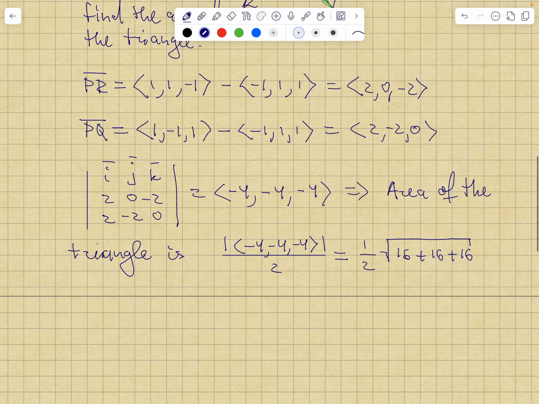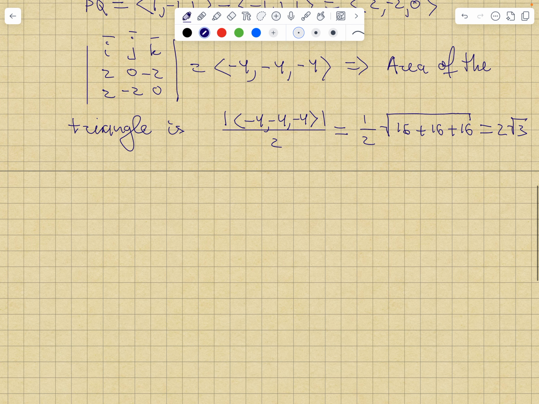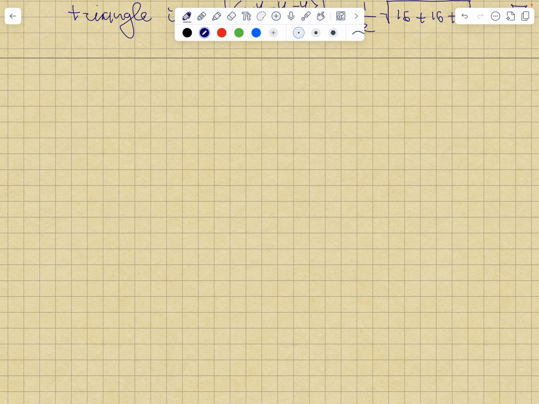And so that would be square root of 3, actually, I think. Let's see. So square root of 16 comes out as 4. So divided by 2, 2. And what remains is square root of 3. And so this gives us the area of a triangle without any difficulty.